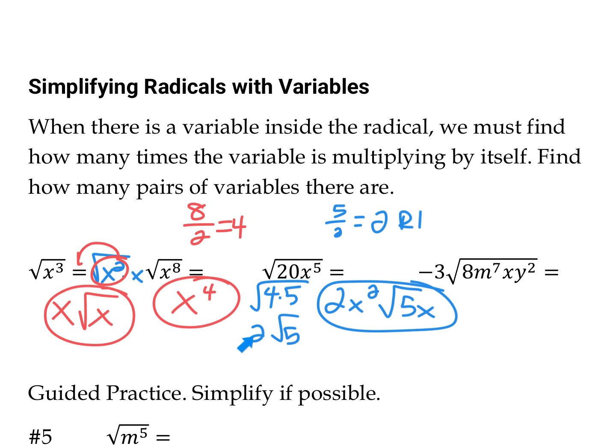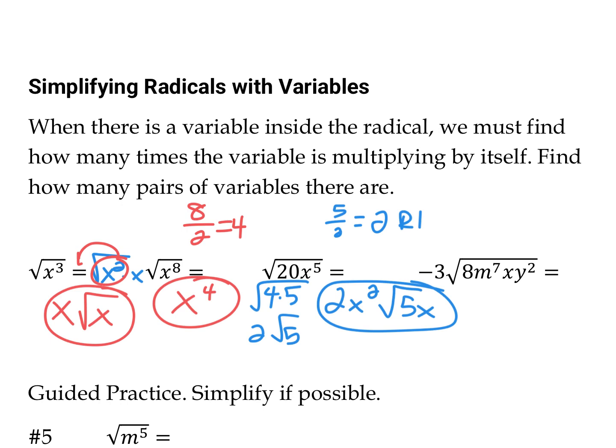Right? I have the 2, which I got from the square root of 4. This 5 stays inside the radical. And then x to the 5th, there are 2 pairs of x's, x squared, with 1 left over inside the radical.